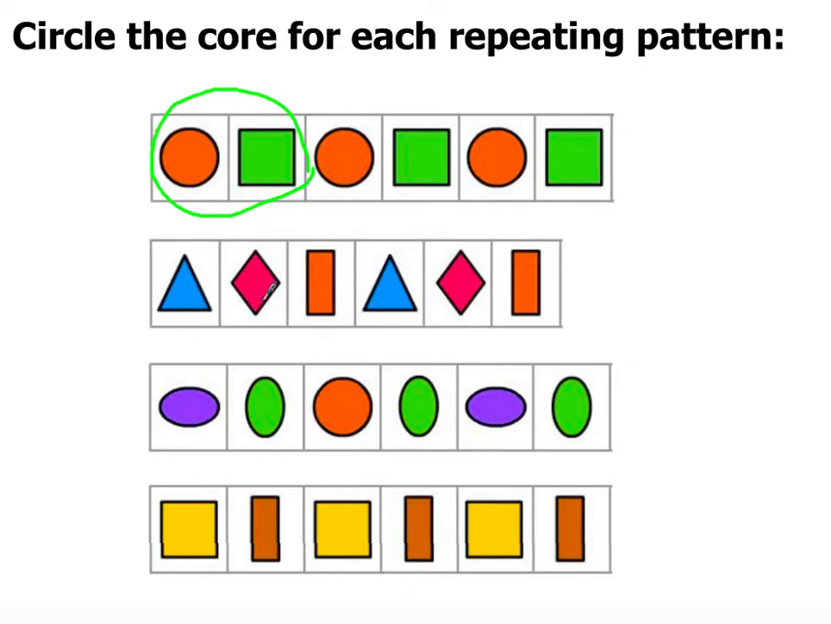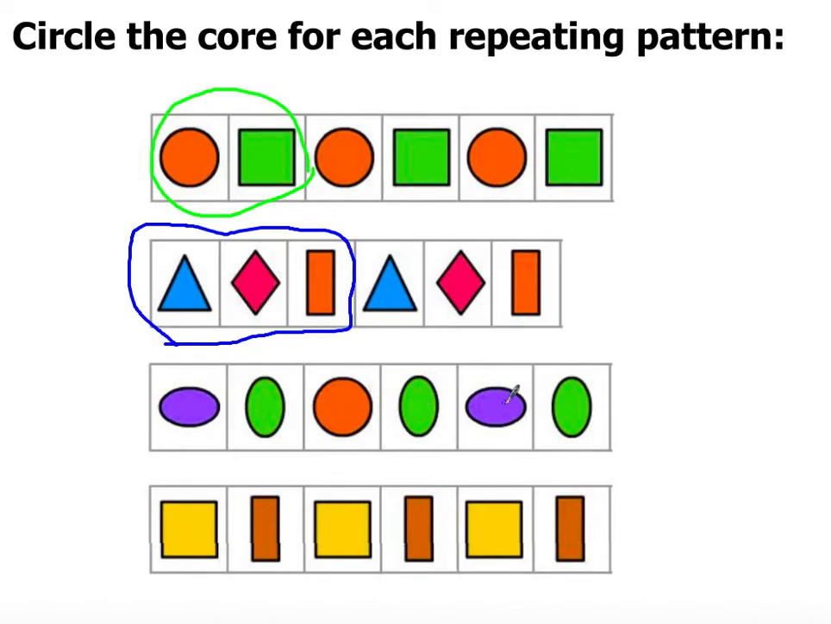We have triangle, diamond, rectangle. Triangle, diamond, rectangle. What would be the core here? Let's look at it carefully. If you said triangle, diamond, rectangle, you would be absolutely correct because this is the portion that we see yet again here. We see that again, right? Take a second to review.